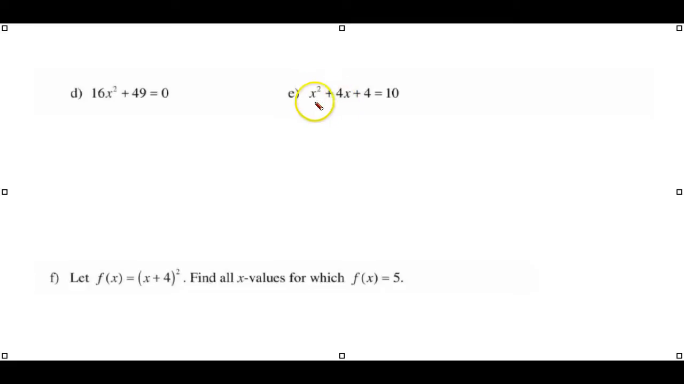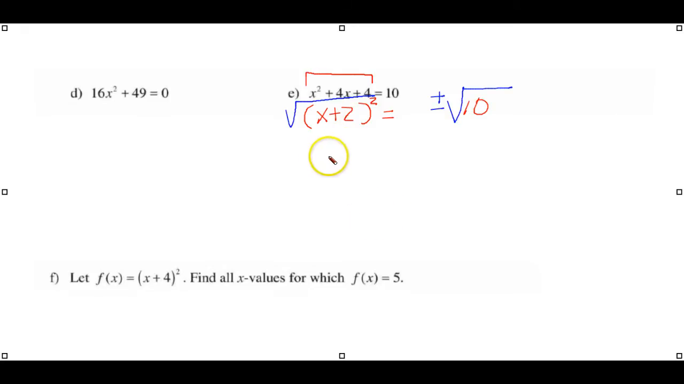Looking at letter E, what we see here is a perfect square trinomial that will factor into x plus 2, the quantity squared, equals 10. Now, since this is a square, we can take the square root of this side and then plus or minus the square root of that side.